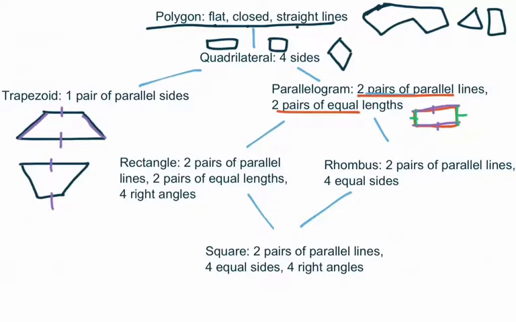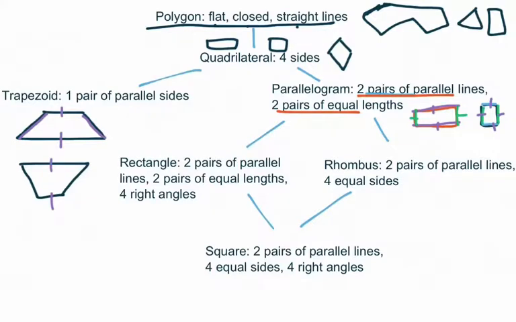Or it could be like this. I could have it be like that. I've got parallel, 1. There's parallel, that's one pair. 2. So I have two pairs of parallel lines. And they have to be two pairs of equal lengths. Well, this is equal to that. That's one pair. And this is equal to that. That's two pairs. Or it could be, there are so many different ones.